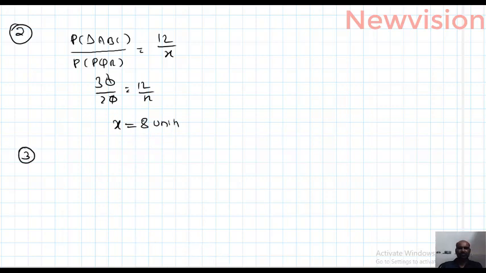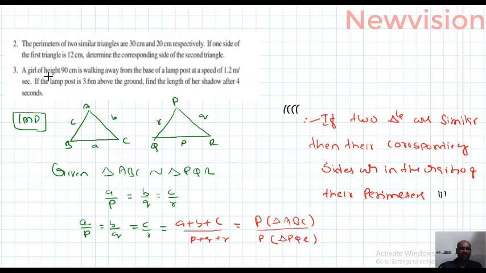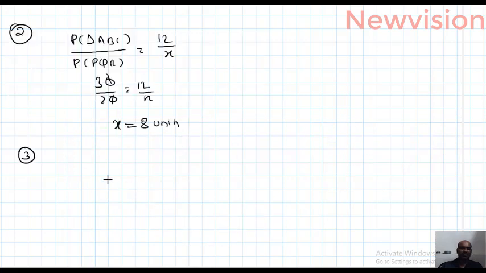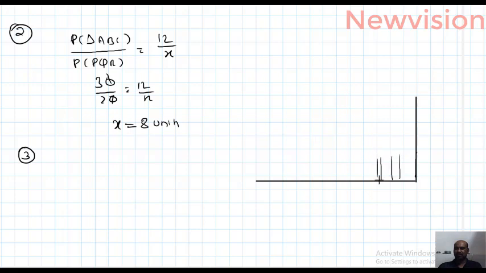Okay, third problem. A girl of height 90 centimeters is walking away from the base of the lamp post at the speed of 1.2 meters per second. Okay, first of all I want to draw the diagram. Yeah, this is the lamp post, this is the ground. Initially that girl is at the lamp post, she is walking. Automatically the lamp post should have light, no? For example, this is the girl at a time instance, so this is her shadow.